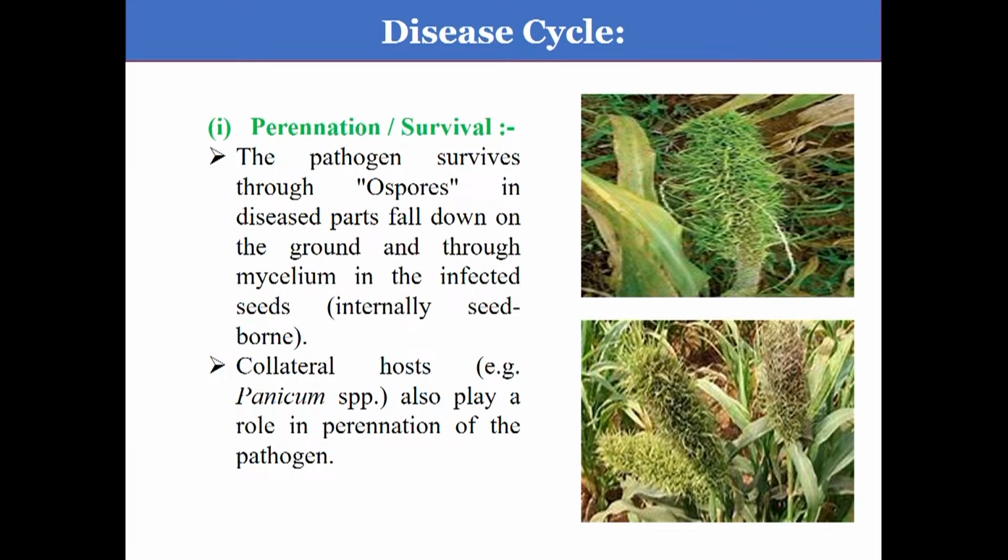And collateral hosts like Panicum species also play a very important role in perennation of the pathogens. Dear learners, there are some collateral hosts like Panicum species which are responsible for the pathogens to perennate or disperse from one cropping season to another cropping season.